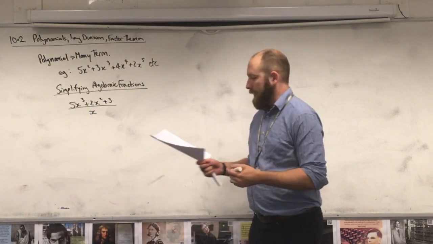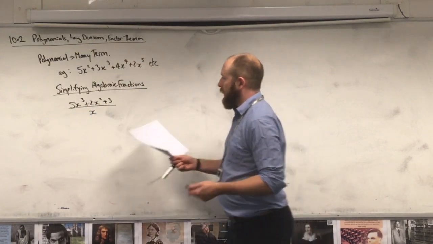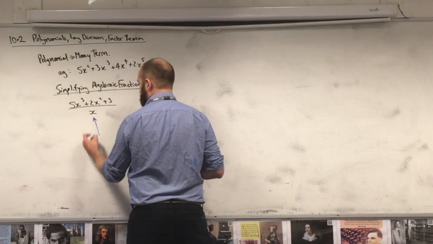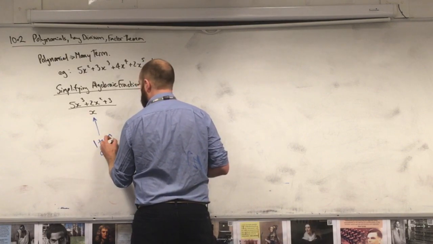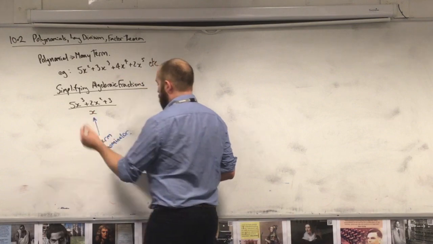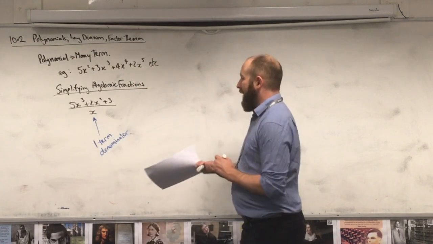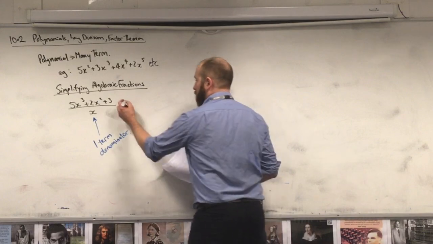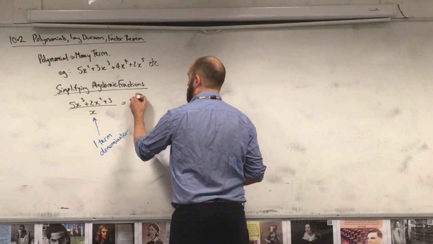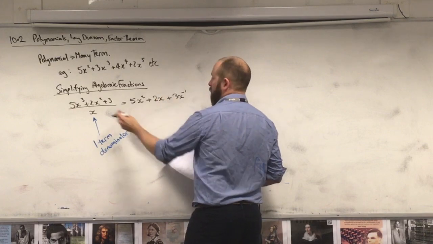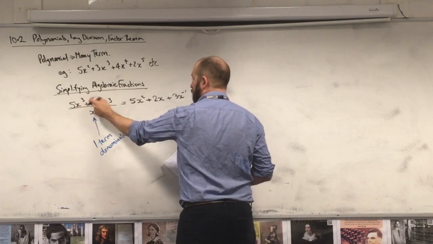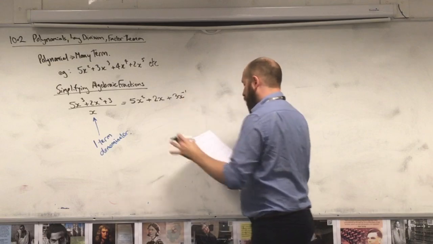So if we wanted to simplify this, these types we can simplify, and these are when we've got a one-term denominator. So if it's one thing on the bottom, you can just simplify it then and there. So we can say this is 5x squared plus 2x plus 3x to the minus 1, just by dividing each term by x. That's fine.